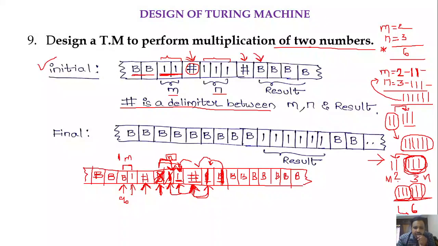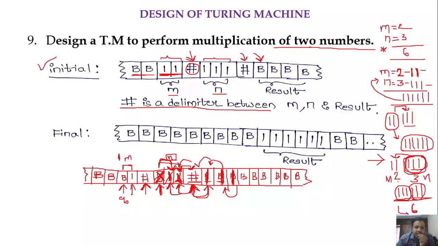So this one we have to replace with x and move the head towards right until we get a blank. The moment we get blank, replace that blank with a 1 and move the head towards left. Keep on moving left until we get x. See here, after getting x, if you move the head towards right, what we are getting now is a hash.